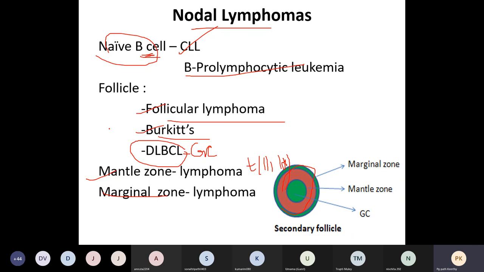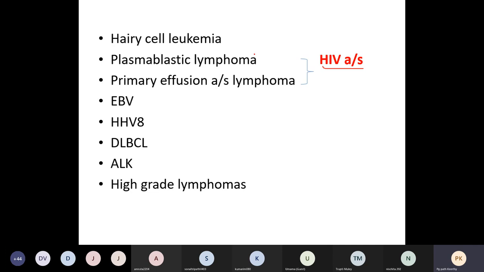Next are the others. These are also nodal lymphomas associated with other things, like HIV infection. The lymphomas you can see are plasmablastic lymphoma or primary effusion lymphoma, or EBV associated lymphoma, HHV8 DLBCL and ALK positive DLBCL. These are all high grade lymphomas, including anaplastic large cell lymphomas. These are infection associated: HIV, EBV, HHV8. One extra fellow is hairy cell. That's it. So your classification is so easy, right?